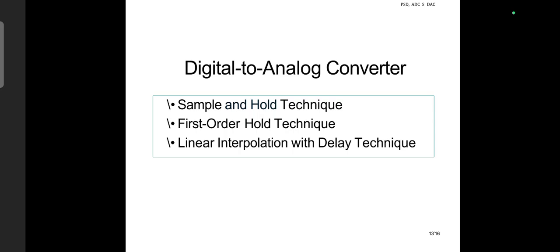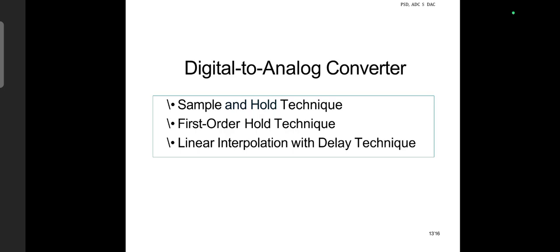So in this lecture we are going to discuss digital to analog converter. So far we have studied analog to digital conversion. We learned how an analog signal can be converted into digital signal through sampling, quantization and encoding or coding. So now we'll study the reverse process. A DAC, that is digital to analog converter, takes the digital input and produces a corresponding analog output.